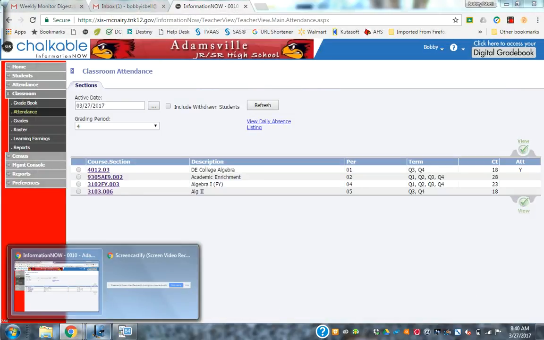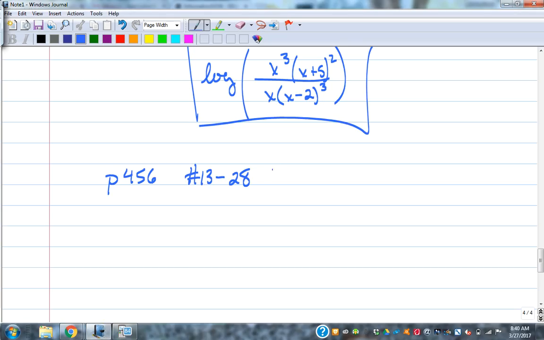Okay. All right. 3 through 28, and then we'll skip 13 through 28, sorry. And then we're skipping 29 through 36 and going to 37 through 70. Or 77, sorry. And the odds, obviously, on all those. You can do the even ones if you want to.